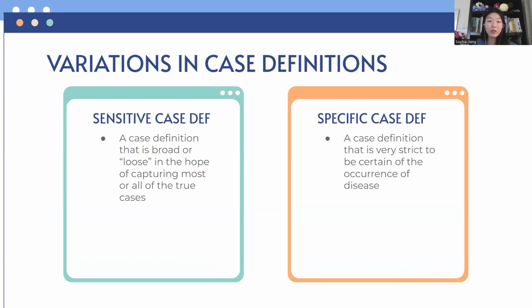Okay, so moving on to variations in case definitions, we have two types of case definitions: a sensitive case definition and a specific case definition. A sensitive one is a case definition that is broad or loose in the hope of capturing most or all of the true cases. On the other hand, a specific case definition is one that is very strict to be certain of the occurrence of disease. Now, each of these has its advantages and disadvantages that we will weigh in the next slide.